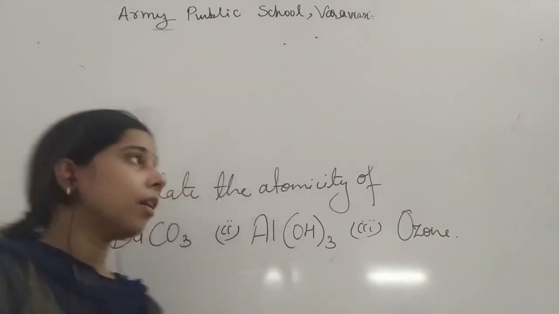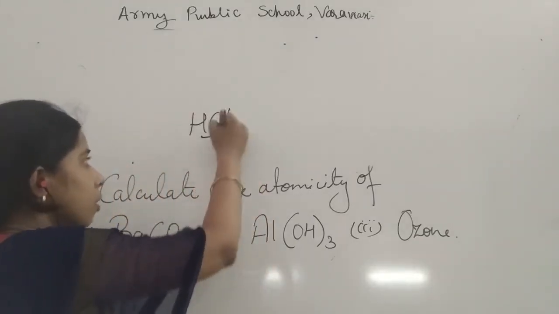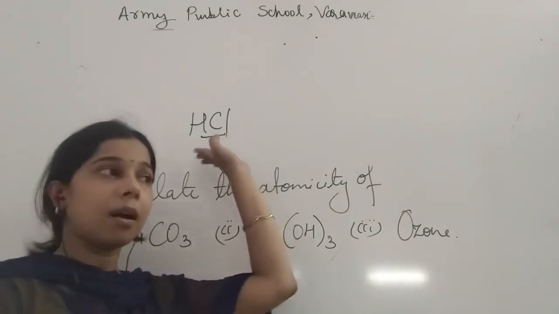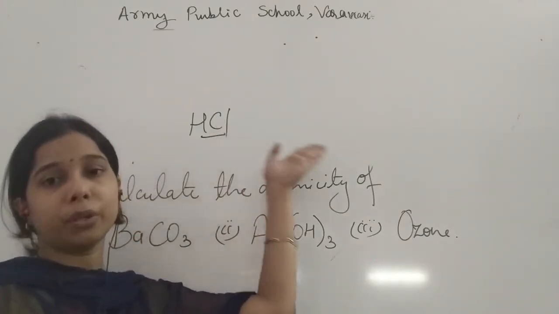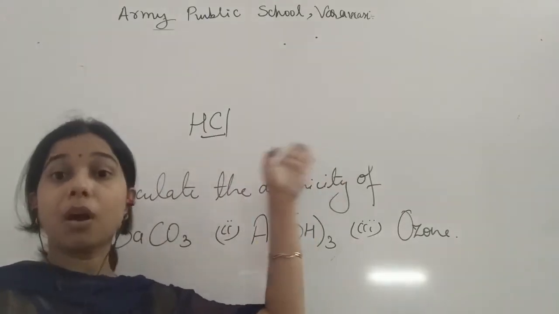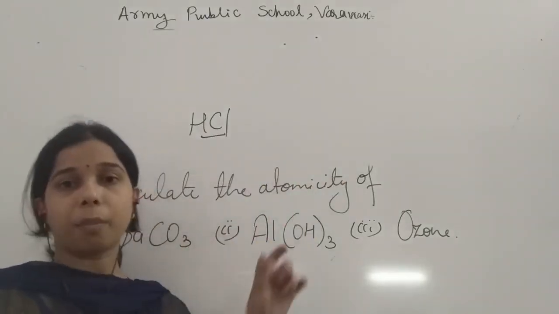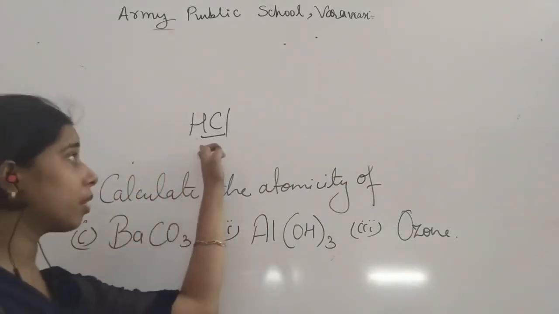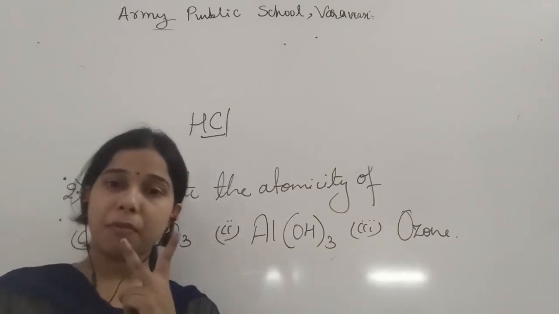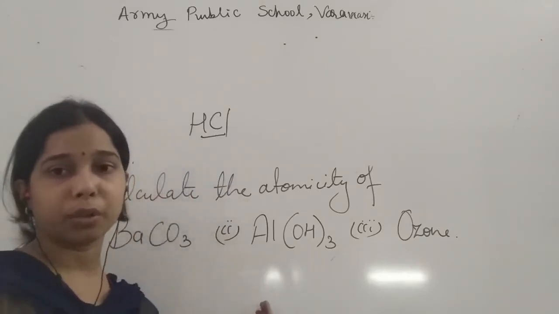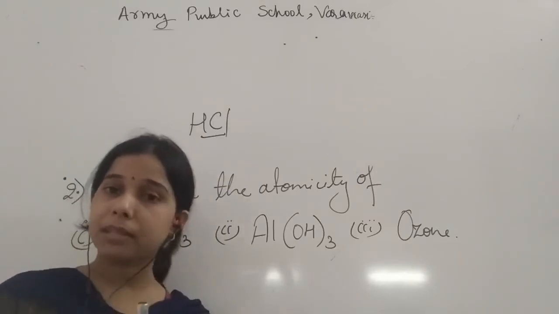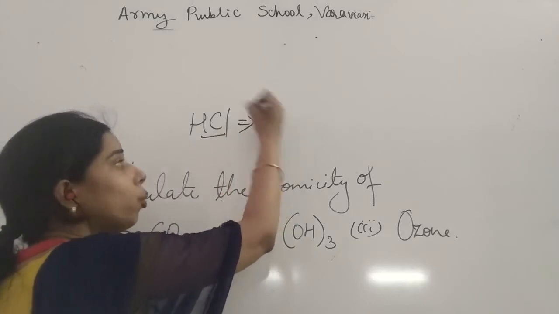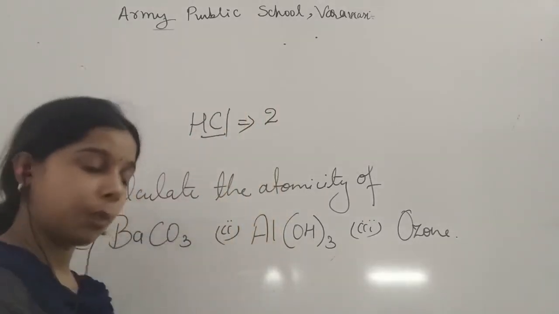If HCl is there, so HCl is what? We will say it is a heteroatomic or molecule of the compound, or a diatomic molecule of the compound. So we are using the term di here, student, because we are showing that two different types of atoms combine together to form the molecule of the compound. So what is the atomicity of hydrogen chloride, or hydrochloric acid? That will be 2.